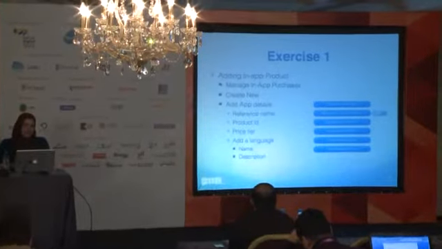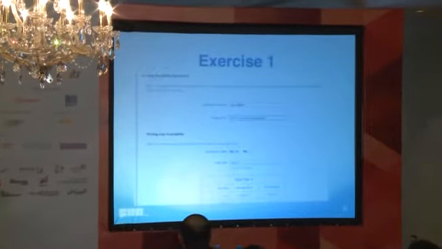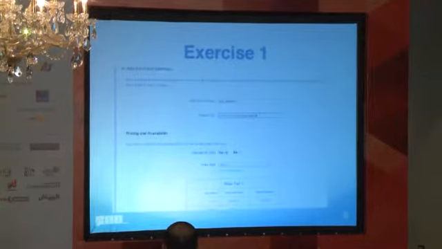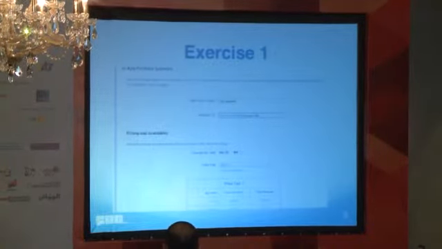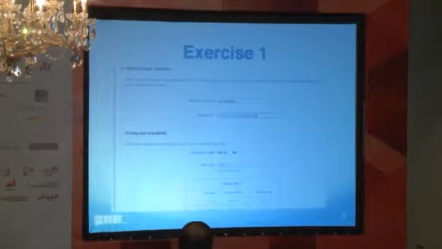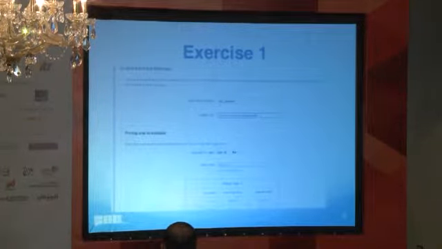Okay, you fill in the product details: its name and the product ID, which you later use in the app to purchase this product. What we're implementing in the exercise is an app upgrade, so it's a non-consumable product. The user buys it once and has it for as long as he has the app. We specify the price of the product, and we move on.